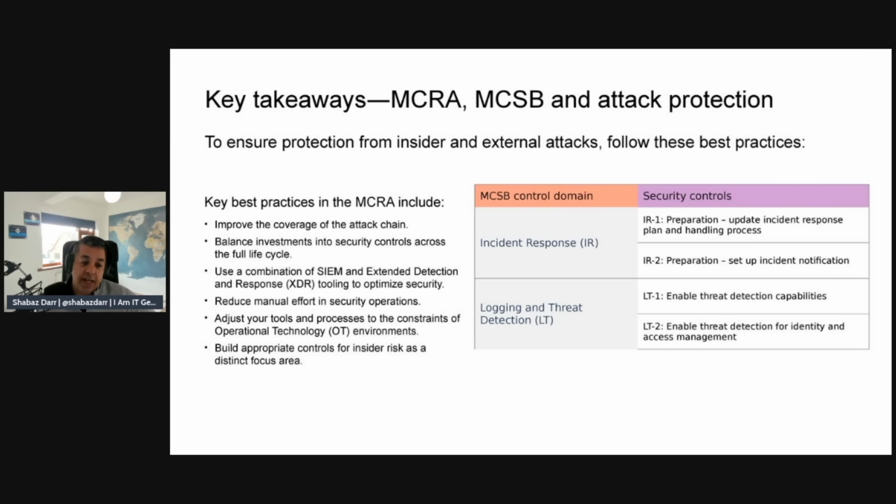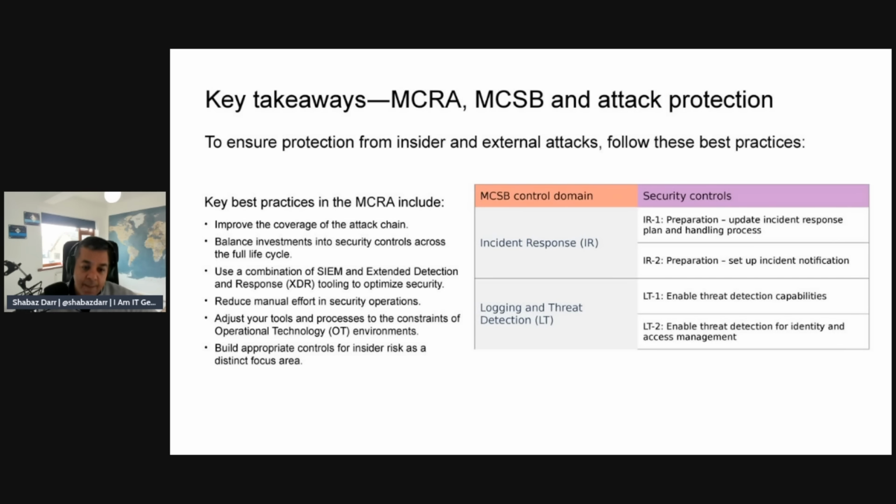Let's talk about some key takeaways with MCRA and MCSB for attack protection specifically. We've looked at the key best practices for MCRA. These include working continuously to improve coverage of your attack chain, using a combination of SIEM and XDR tooling to optimize security, and reducing manual effort in control operations with the use of security orchestration, automation and response, SOAR, machine learning, ML, and user and entity behavioral analytics, or UEBA. We then looked at those key security controls in MCSB, including incident response, logging and threat detection, and so on.